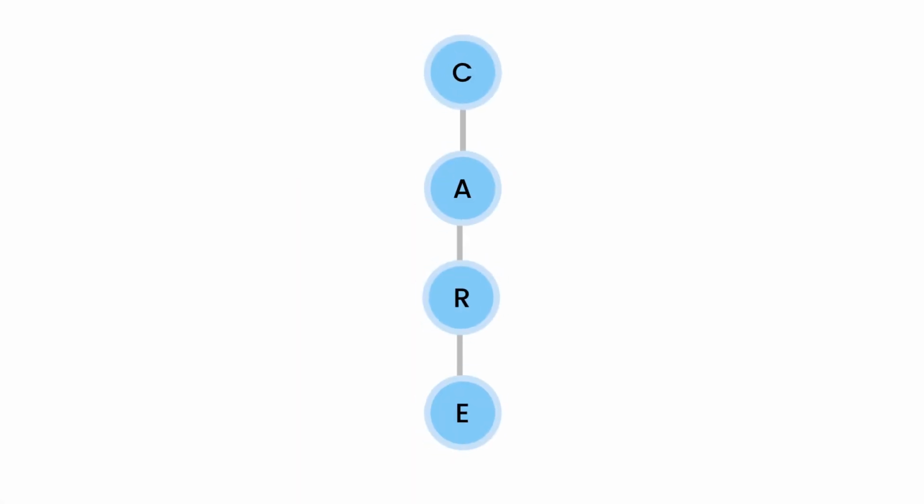Let's talk about the delete operation. So here we have a trie with two words, car and care. And for simplicity, I haven't shown the root node that is empty. Now let's say we want to remove the word car.